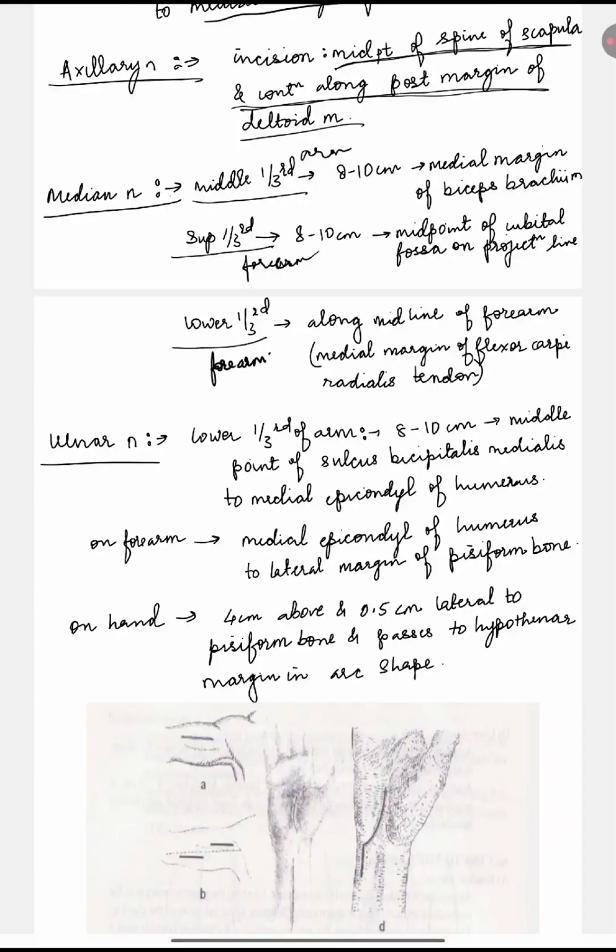Middle 1/3 of the arm, 8 to 10 centimeter along the medial margin of the biceps brachii muscle. Superior, we make an incision 8 to 10 centimeter from the midpoint of the cubital fossa on the projection line. And lower 1/3 of the forearm, we make an incision along the midline of the forearm where the medial margin of the flexor carpi radialis tendon is.